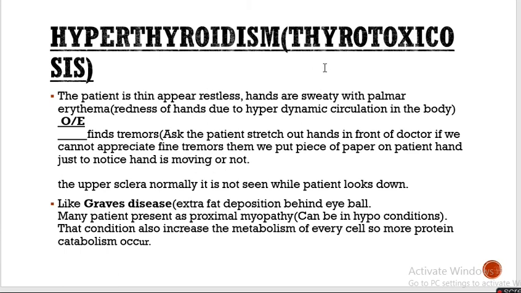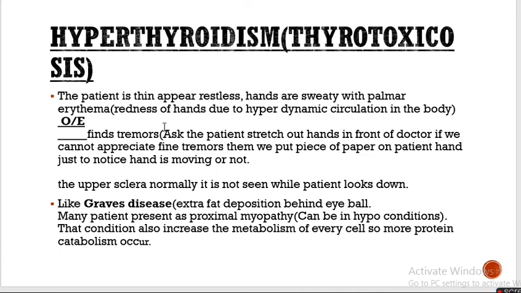This is the main thing I would like to talk about, hyperthyroidism, which we also call thyrotoxicosis. Today I would like to talk about the clinical side, how the patient presents. For example, if a patient comes to you, the patient appears thin and restless. Hands are sweaty with palmar erythema. Palmar erythema is the redness of the hands due to hyperdynamic circulation in the body. So the patient has clinical features like that.